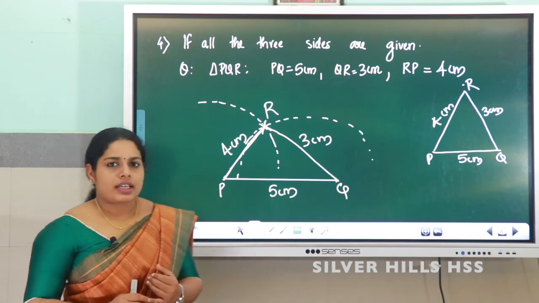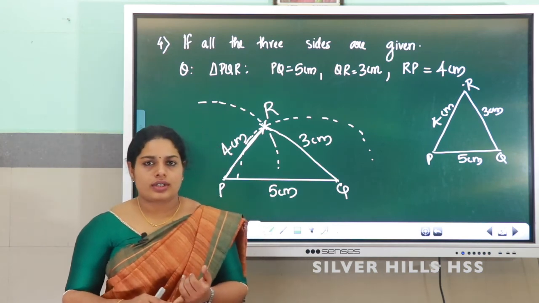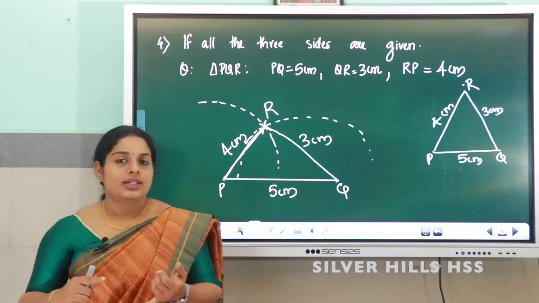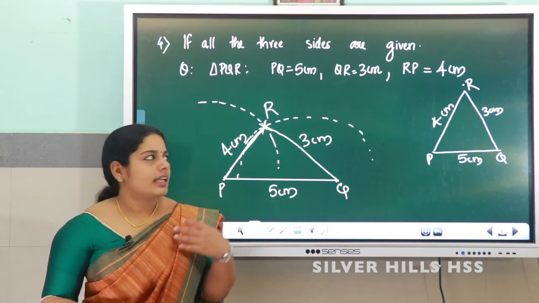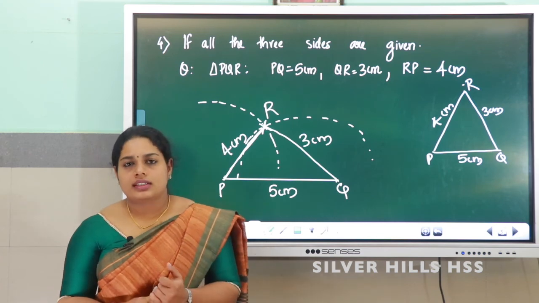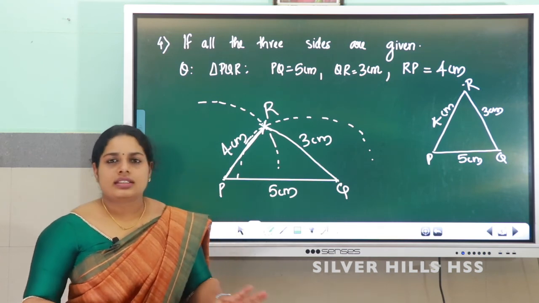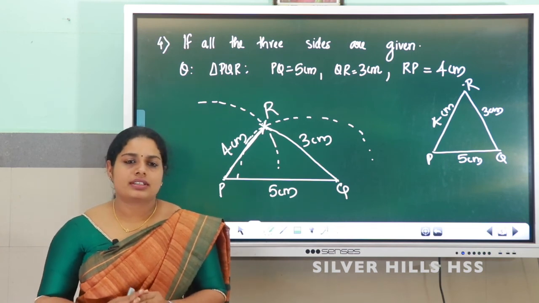So when we are given two angles and one included side, or two sides and one included angle, two sides and any angle, and when we are given all the three sides, we will be able to draw the triangle. So this is all about this chapter. We have finished the chapter.